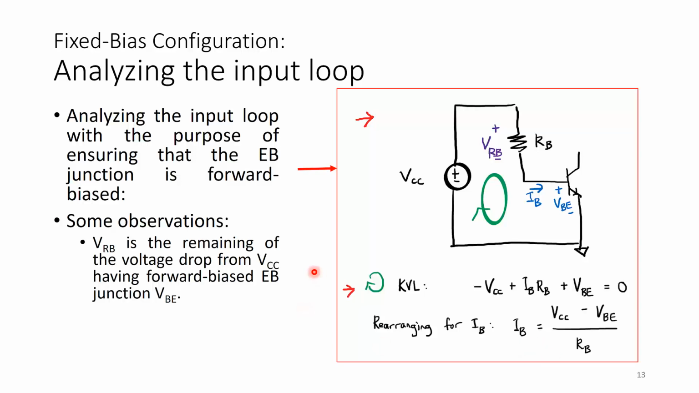Now first let's have a look at the slides here. VRB, which is here, is the remaining voltage drop from VCC after forward biasing the emitter-base junction VBE.